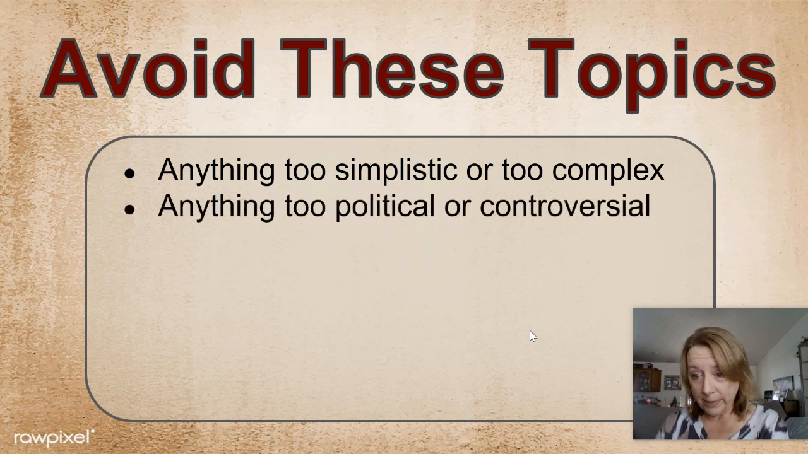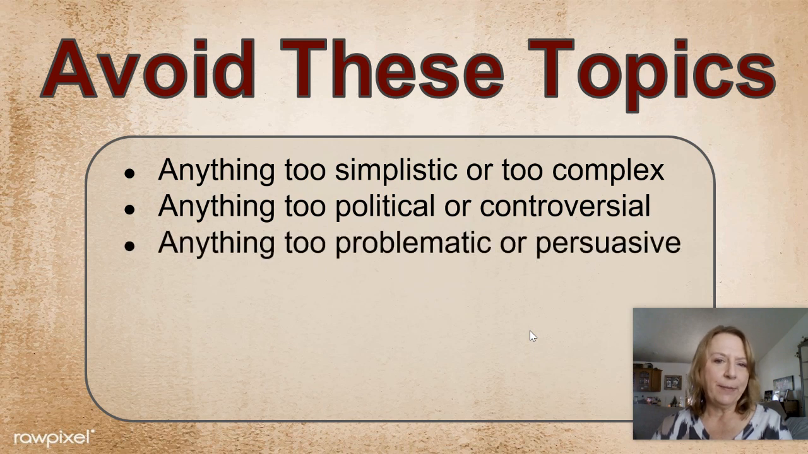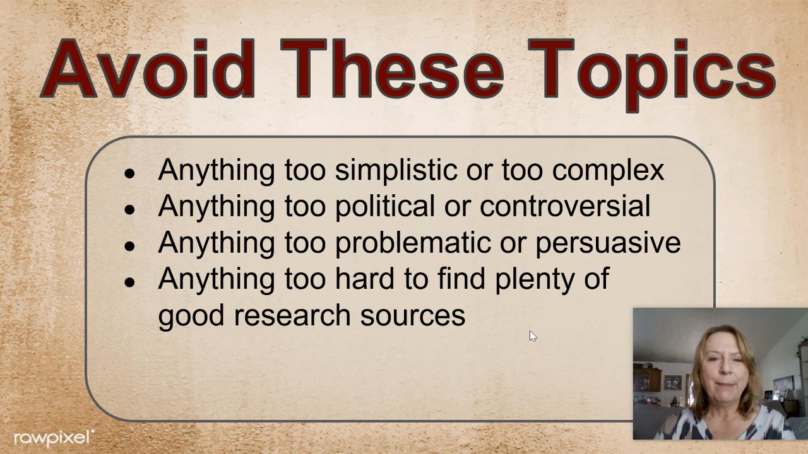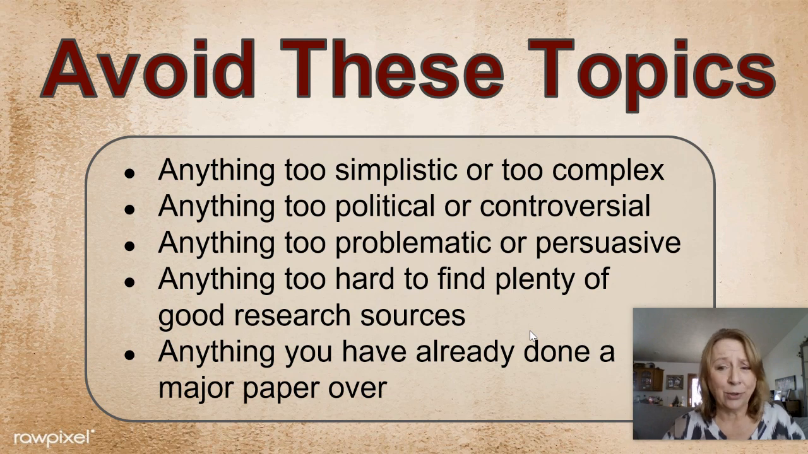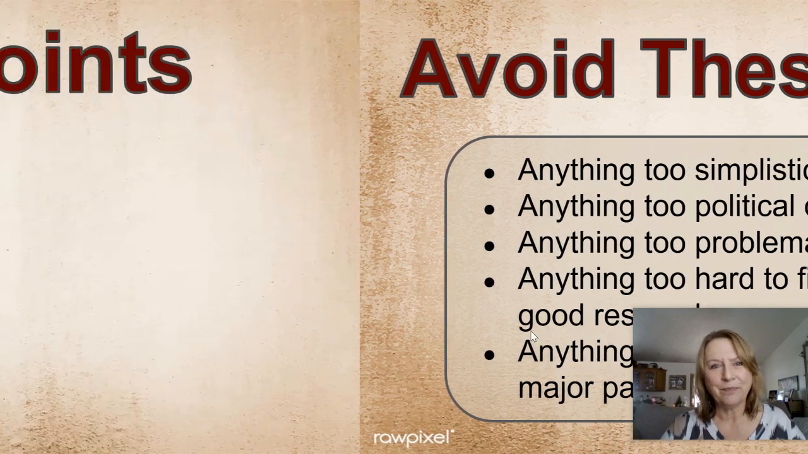Because this is an informative speech, do not pick anything that's overtly political or overly controversial. Some of those topics will work well for a persuasive speech. Don't pick something that's too problematic or persuasive. Again, we'll save that for the end of the semester. Make sure you pick something that you can find research on, and you have to find most of your research through the library databases. So we need to find newspapers and magazine articles, not just websites. And then you can't pick something that you've already done a major paper on, even a speech in high school on. You got to pick something new, make it fresh.